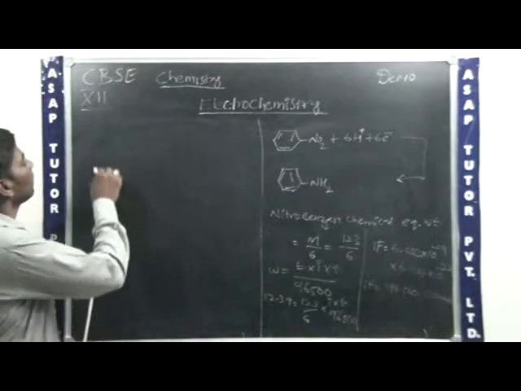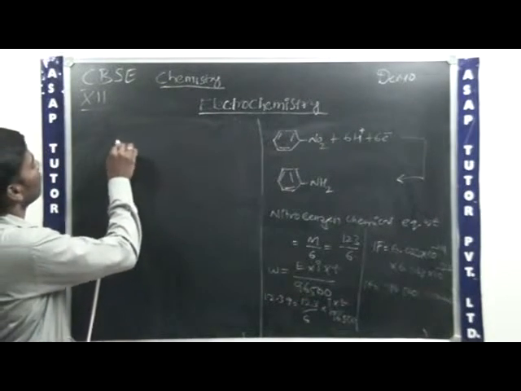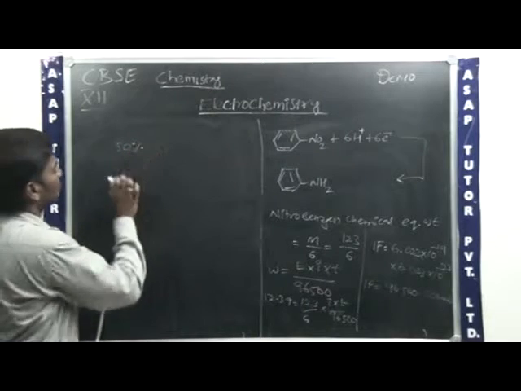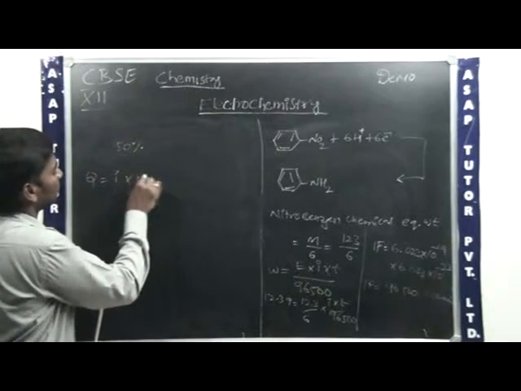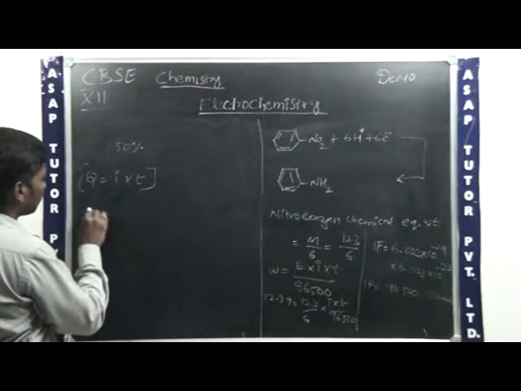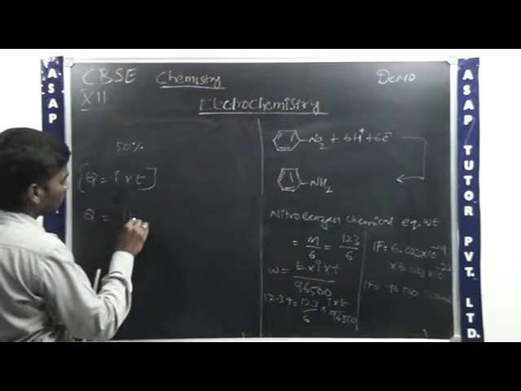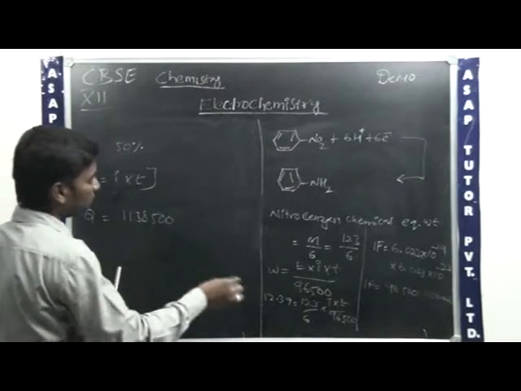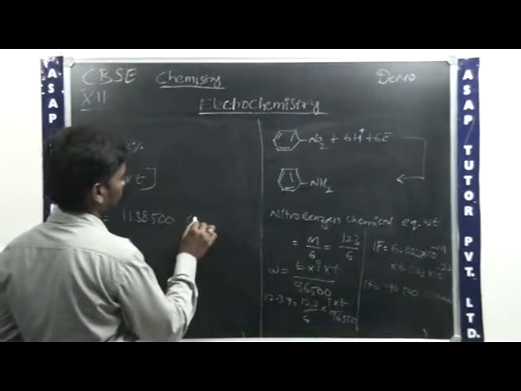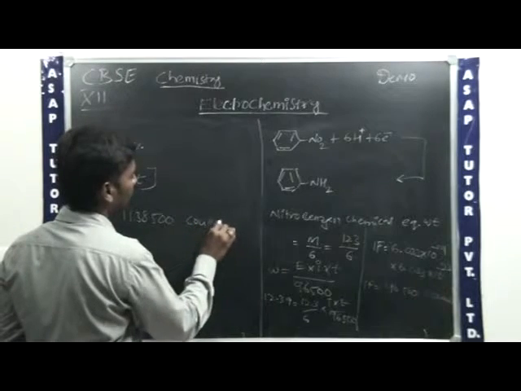We are already given that the efficiency is 50%. So I write like this: Q equals I into T. Now the total Q is equal to 11,013,500 coulombs. This is the total answer. Right, this is complete.